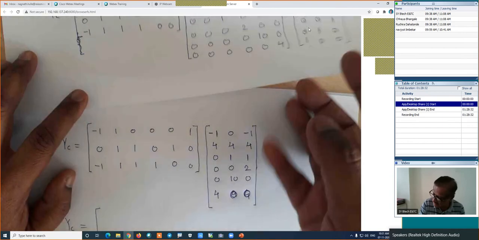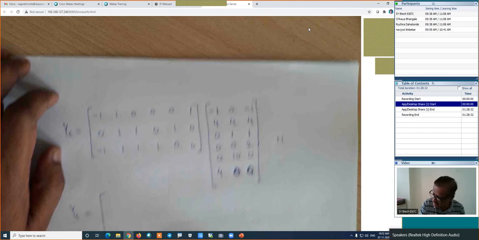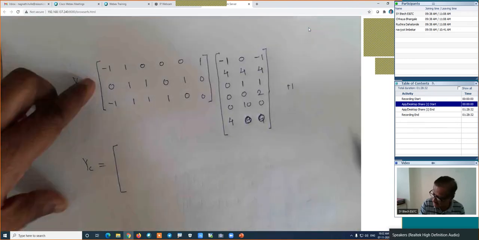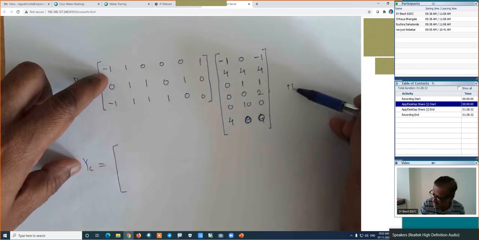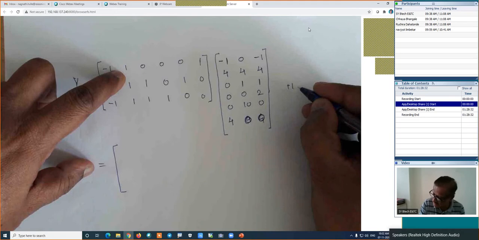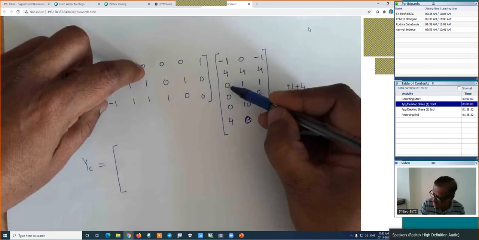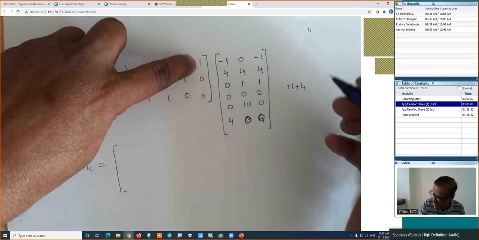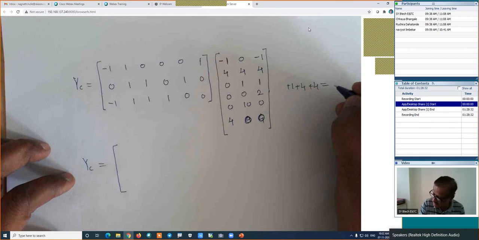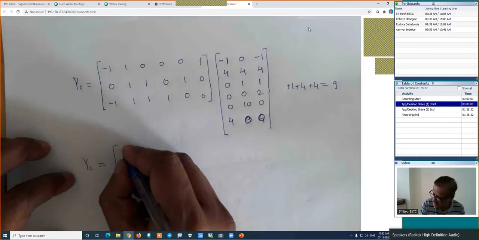Now here in this case, if we have these entries, then we will find out this multiplication. How is the multiplication? This 1 into -1 will be +1, plus 1 into this 4 will be +4. Is it right? This 0 into 0 will be 0, this is 0, this is 0, this 1 into 4 will be +4. How much is this value? 4 plus 4 plus 1, that is 9. Is it right? This first element is the 9.